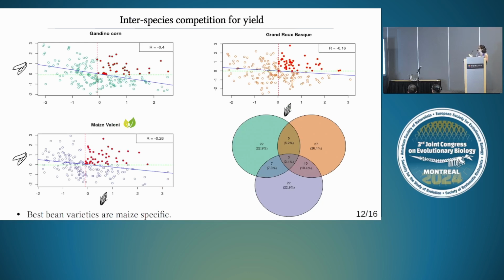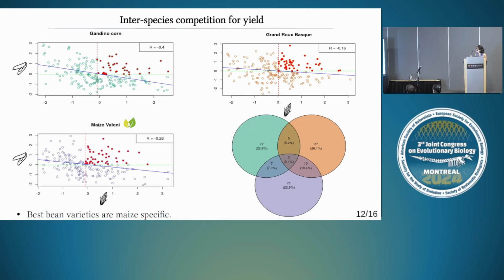Okay, so here I try to confront maize and bean yields, separating the 3 maize groups. On the x-axis you have the maize yield, while on the y-axis you have the bean yields. And in each case, we obtain a negative correlation, meaning that the first interaction between the 2 crops was competition that led to yield reduction. But the highest correlation we obtained was with Grand Roux Basque, corroborating our previous results.